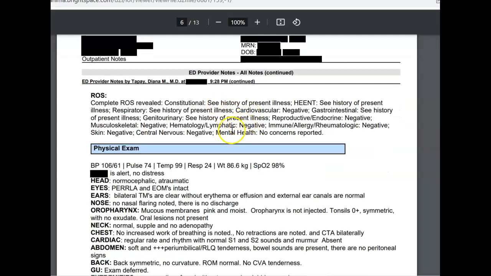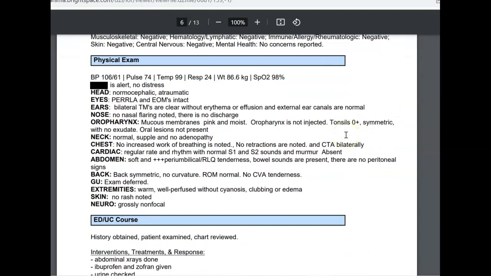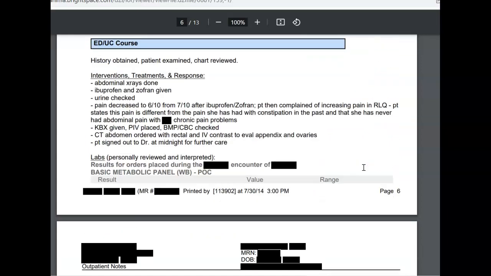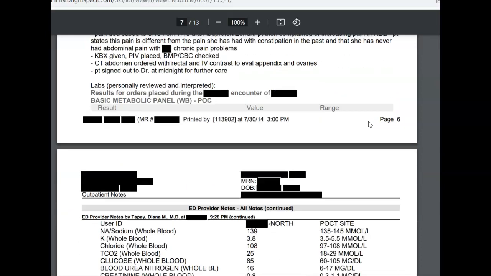We have review of systems. They go through everything. Abdomen soft. Right here, RLQ tenderness. Okay. Interventions. This is what happened. We did do abdominal x-rays. They checked the urine. The pain did decrease. We did CAT scan, and then the patient signed out to the doctor at midnight for further care.